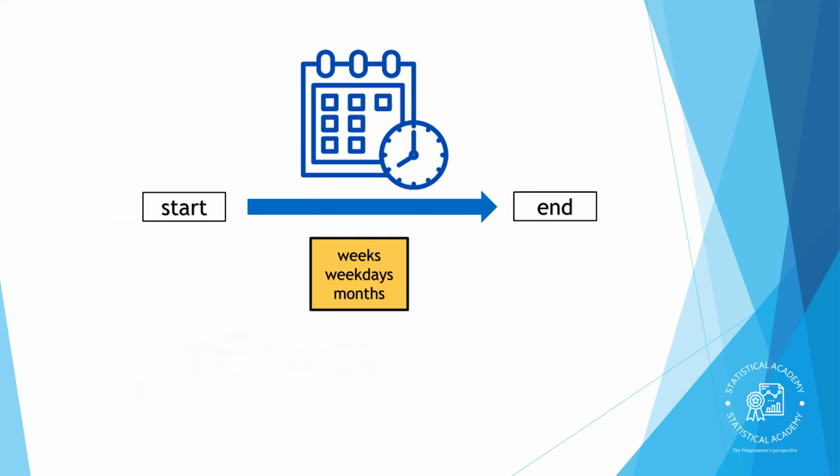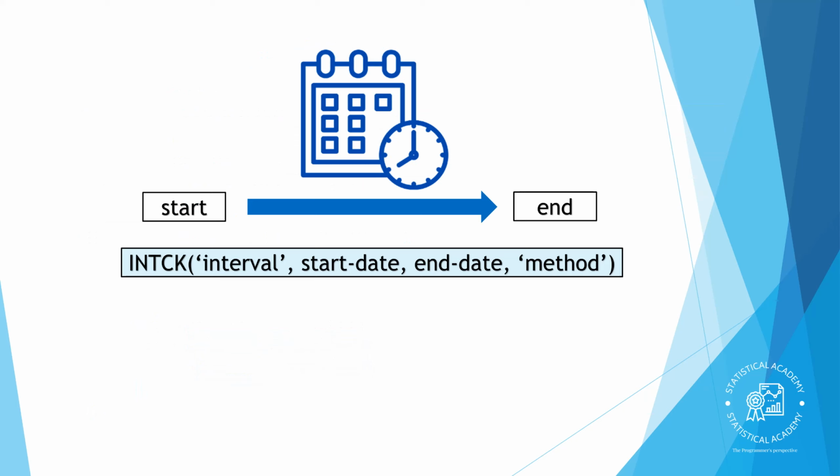Suppose you need to count the number of some time intervals such as weeks, weekdays, or months that have occurred between a start and end date. You can use the intck function to return the number of interval boundaries of a given time period that occur between two dates. The syntax for the intck function begins with the time interval you want to count. Examples of time intervals are year, month, week, or weekday. The second argument is the start date and the third argument is the end date. The optional fourth argument defines the calculation method.